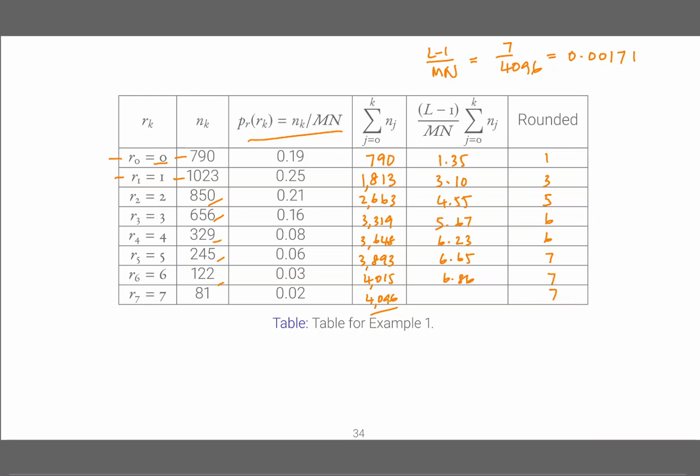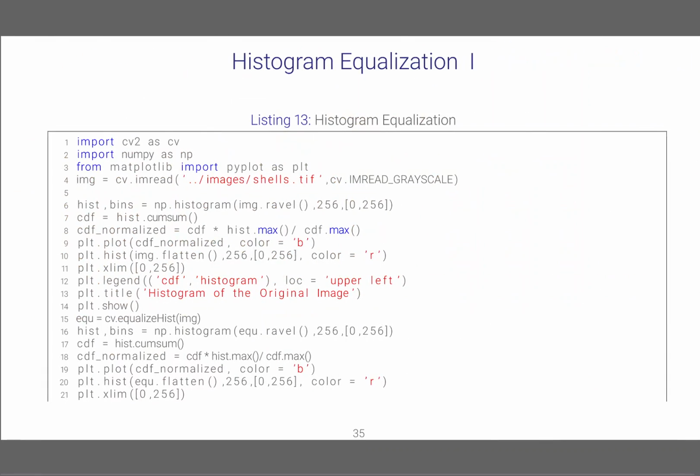So what this means is now that we have a table, so if you have an input intensity of 0, you map it to 1. 1, you map it to 3. 2, you map it to 5. 3, you map it to 6. 4, you map it to 6. 5, 6, and 7, you map it to 7. So therefore, we have the intensity transformation, and you apply that to the individual pixels in the image. Okay, and then we can look at the code of doing that.